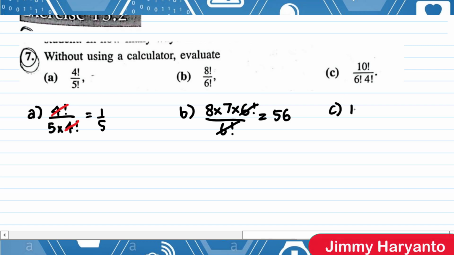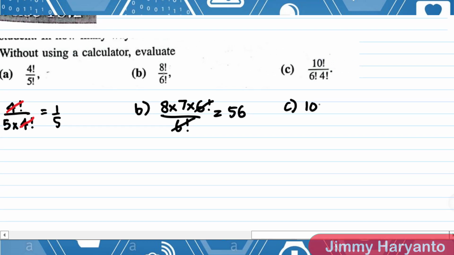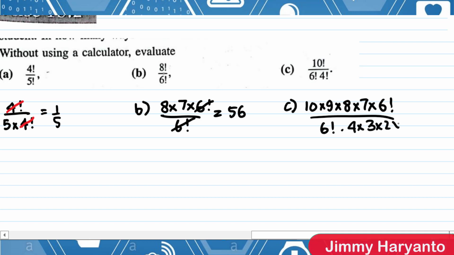And then for the C, we can break down the 10 factorial. 10 times, sorry, times 9 times 8 times 7 times 6 factorial over 6 factorial times break down the 4, 3, 2, 1. Yeah, so we can cross out the 6 factorial, and then after that we can cross out the 4 and 2 with 8 also, and then 3 and 9. Yeah, so the answer is 210.